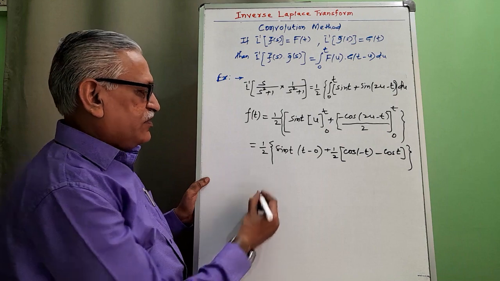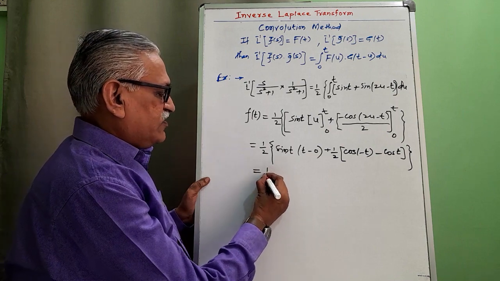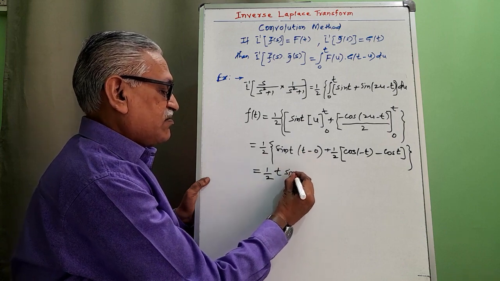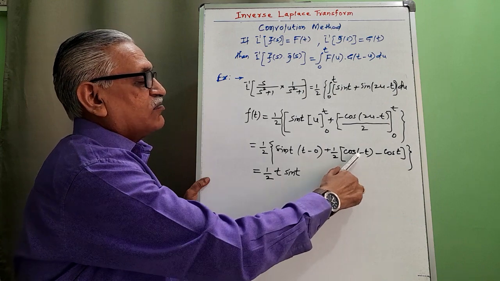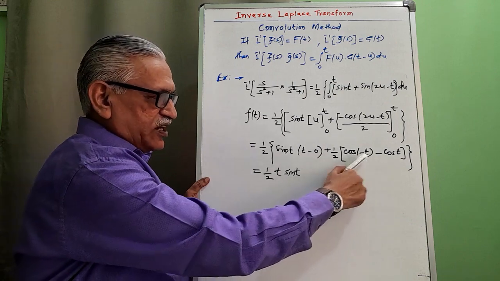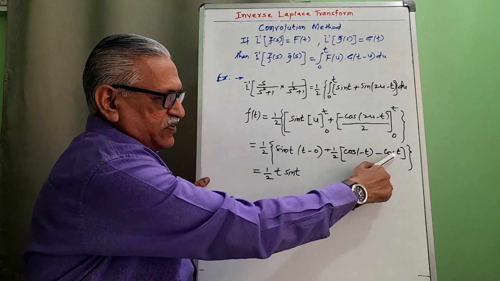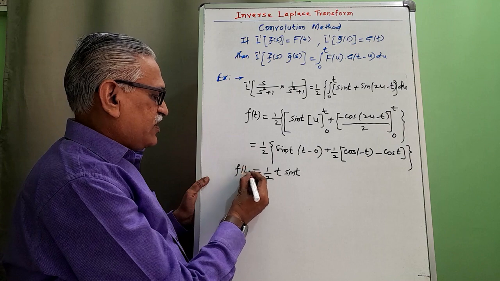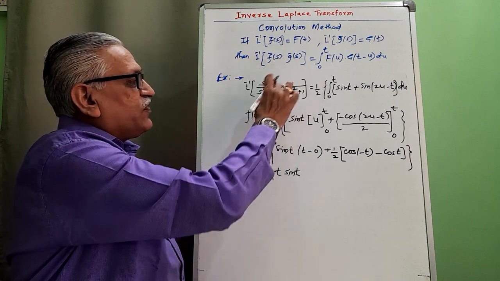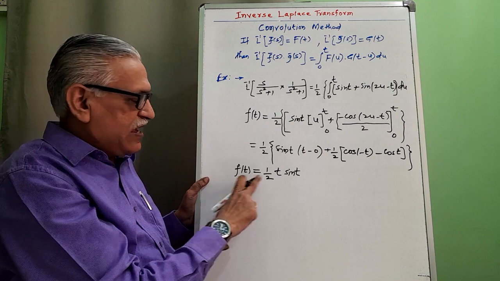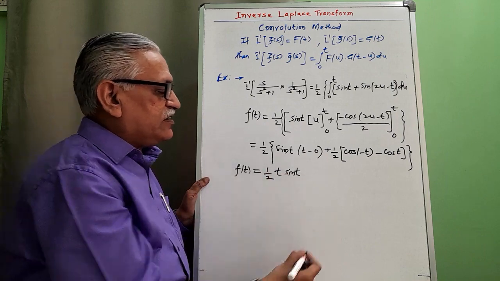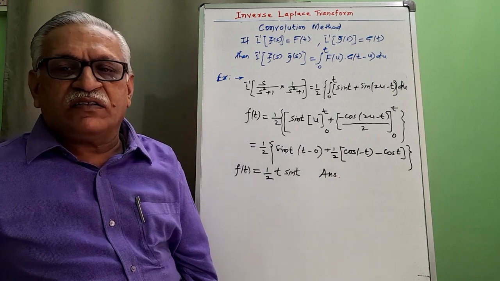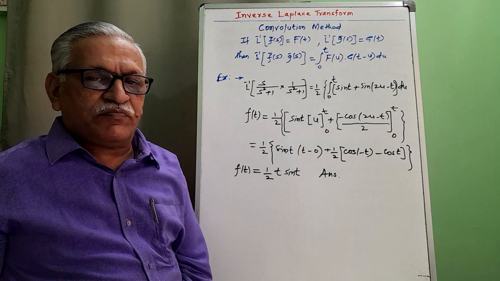And therefore simplifying it, we get that value as 1 by 2 t sin t. Cos minus theta is cos theta, so this cos t cancels with this cos t, therefore this term becomes 0. The final answer is the inverse of that given function, that is f of t, as 1 by 2 times t sin t, as the answer obtained by the convolution method or theorem.